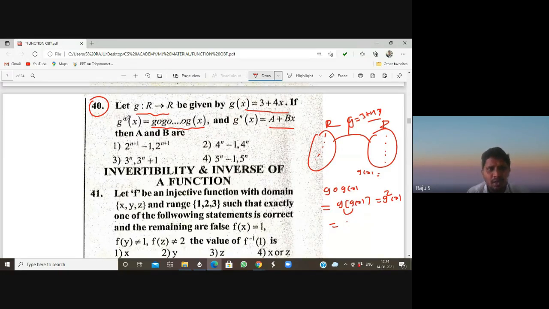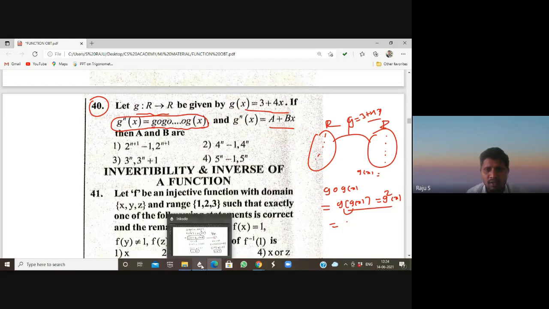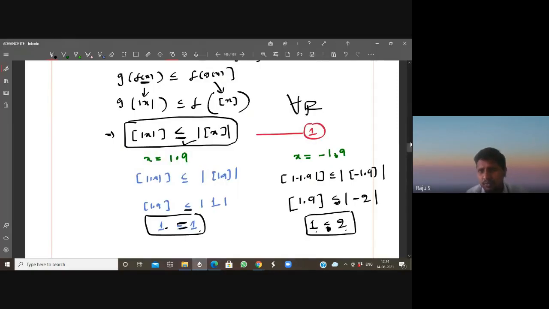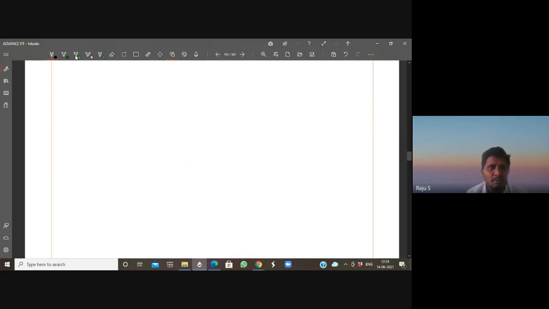G square, okay. Here they have given g power n of x is equal to g circle g and so on, so we should take it as equal. Okay, fine. I'll write the solution very clearly. This is a somewhat important question.